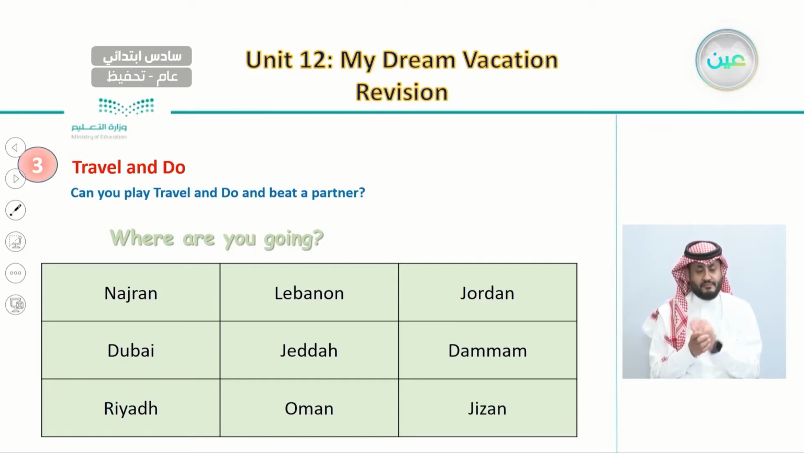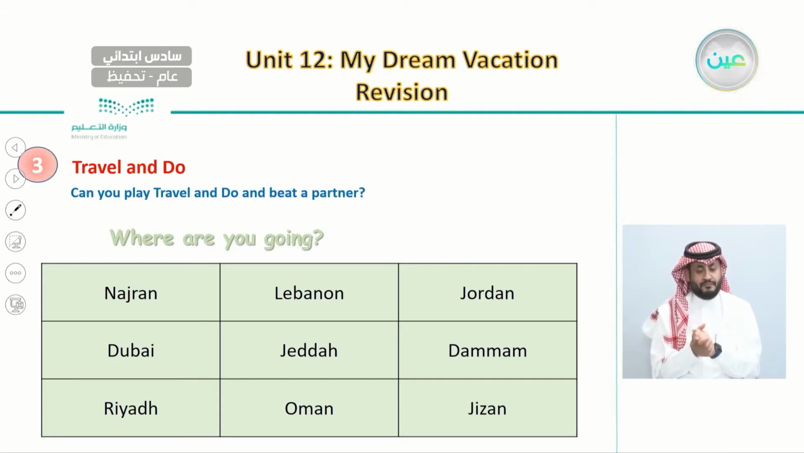So here we have places like Najran, and we have Dubai, we have Riyadh, and Lebanon, Jeddah, Oman, Jordan, Dammam, and Jizan. So here these are the different cities or the different places that we can choose when we talk about where are you going.